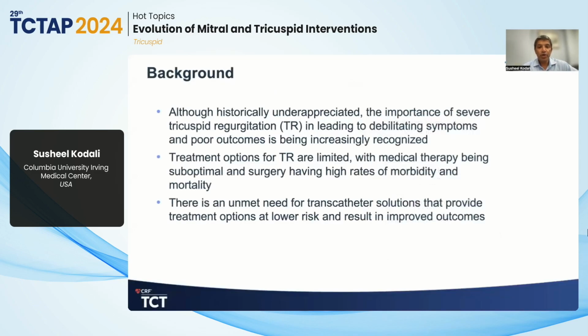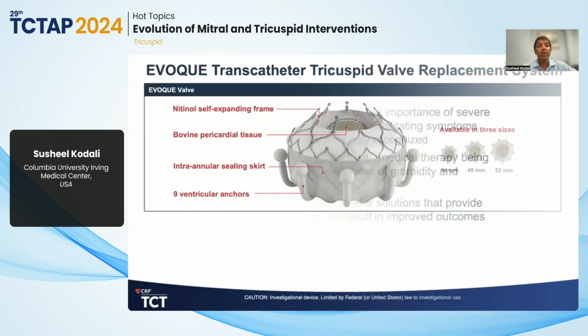Although historically underappreciated, the importance of severe TR in leading to debilitating symptoms and poor outcomes is being increasingly recognized. Treatment options for severe TR are limited, with medical therapy being suboptimal and surgery having high rates of morbidity and mortality. There is clearly an unmet need for transcatheter solutions that provide treatment options at lower risk and result in improved outcomes for this challenging patient population.